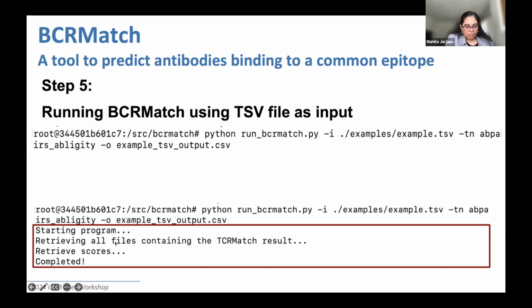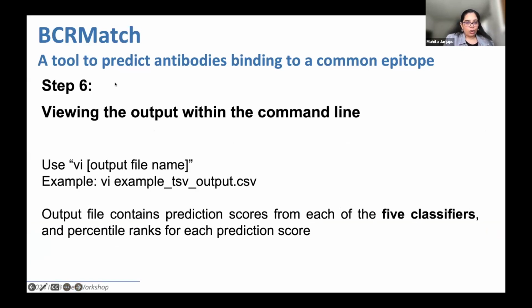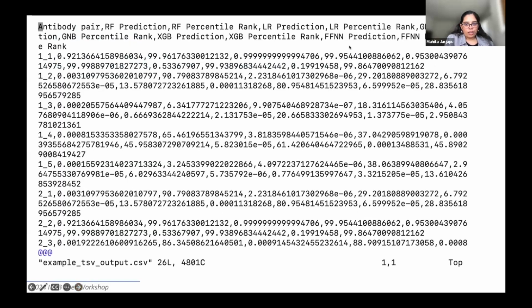It starts the program, then it shows the progress, and finally it ends with the completed work. Now how can we see the output? I'm going to show how we can see the output within the command line. You can use the vi command to view the output file by its name. The output file contains the prediction code from each of the classifiers and a percentile for each prediction code. This is how the output file appears when I open it on the command line.